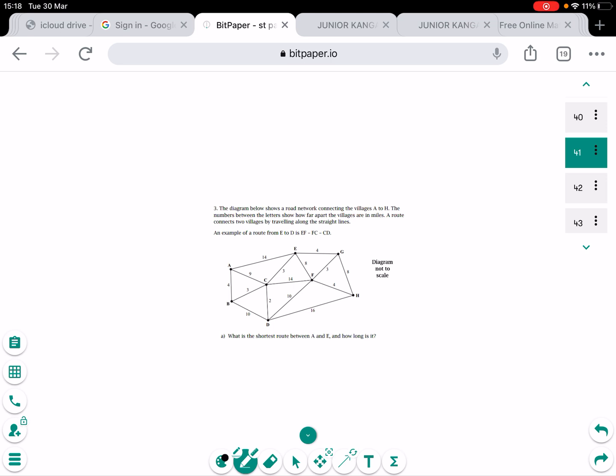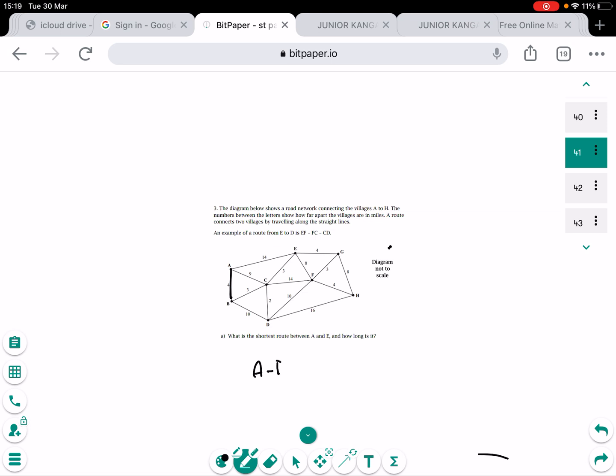So to find the shortest route, something that might trick some people is they will choose the one with the least number of lines, and that totally doesn't work, or might not work. So the solution to this one is A to B.